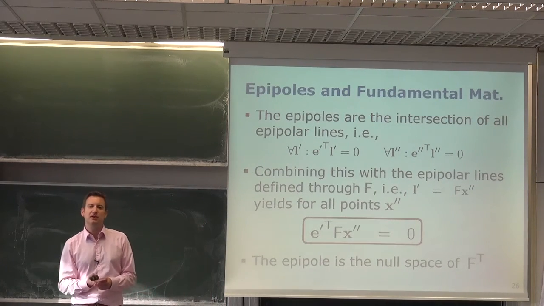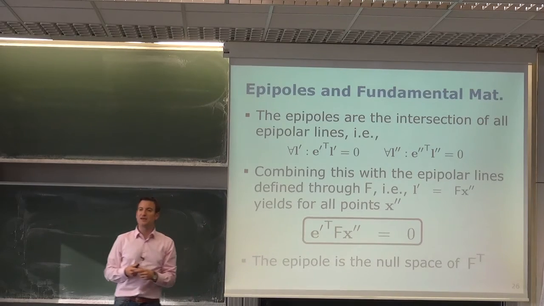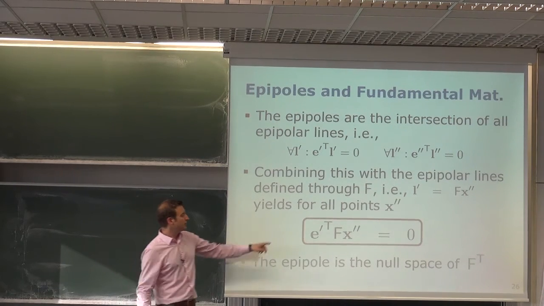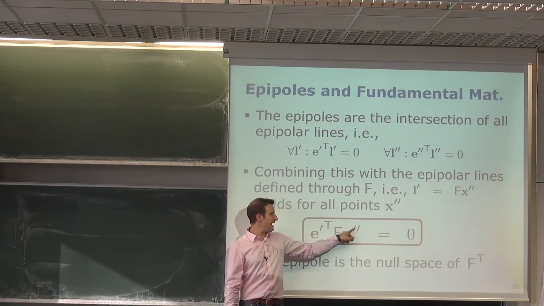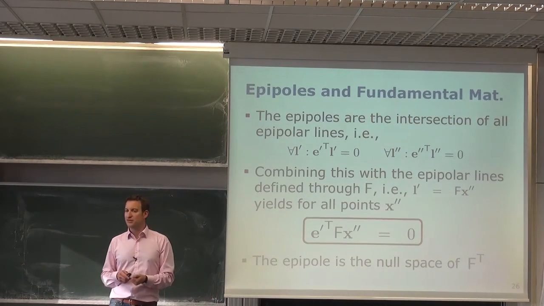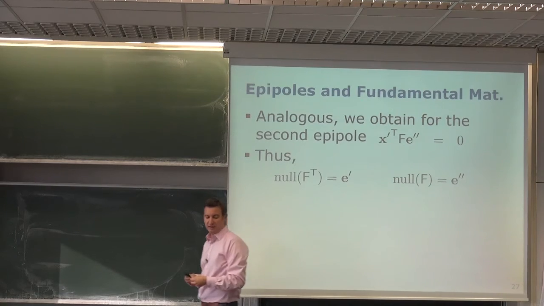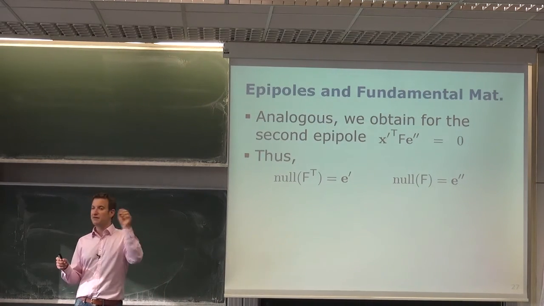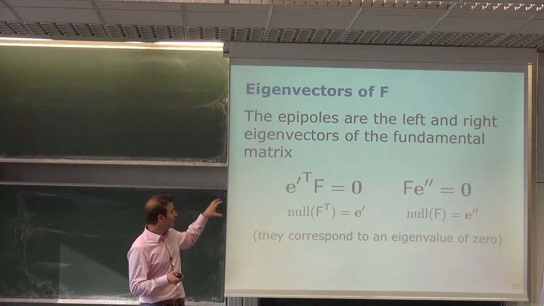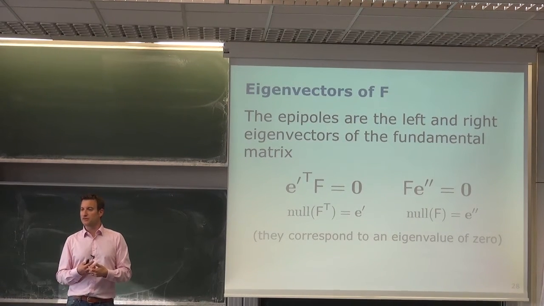If I now put the definition of what an epipolar line is into l, by saying l prime is F times x double prime, I obtain this expression over here. The epipole transpose times F and any x, so any point x, is 0. That means that this epipole actually is the null space of the fundamental matrix. So we can express this as: the epipoles are the null space of the fundamental matrix. If I multiply e, F, and any other vector, it will always give me 0. And they correspond to the eigenvectors which correspond to the eigenvalues of 0.